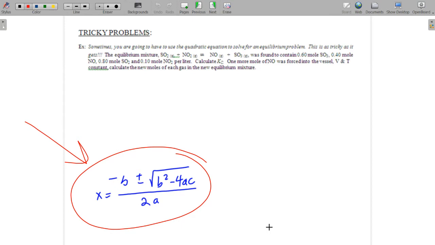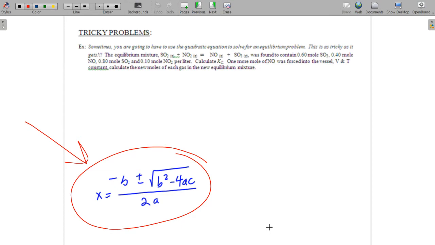So this problem here is that we have an equilibrium mixture and it's found to have 0.60 moles of one, 0.40 moles of another, 0.80 moles of another, and 0.10 moles of another. So it tells you the equilibrium of this substance. It is at equilibrium and it says calculate the Kc.